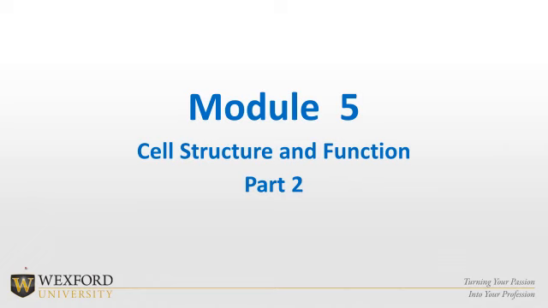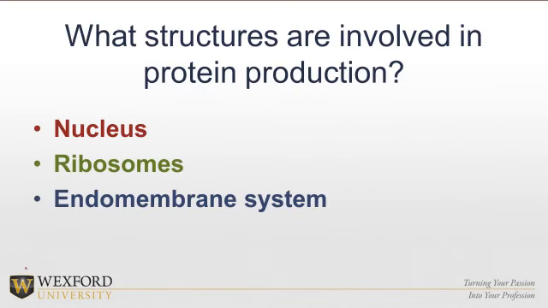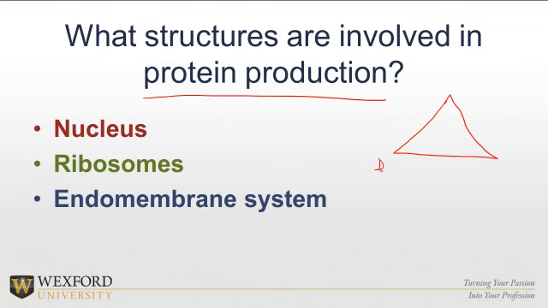So let's start looking a little bit more in depth at cell structure and function, and we're going to look at basically how that DNA makes proteins. So it's all about protein production. And so it all goes back to my little triangle that you're sick of, I'm sure. And over here we have DNA. And we know that it's going to basically encode proteins.